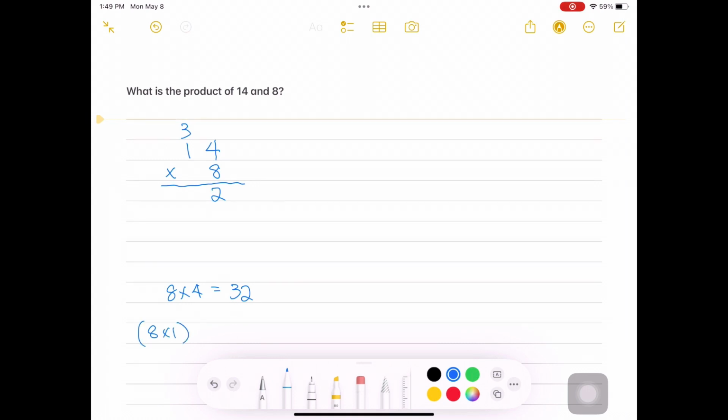And here's where it's different. Now you multiply the digit in the tens column, 8 times 1. I draw parentheses around 8 times 1 to indicate that that is the computation we do first, and then we add the 3 that was carried. 8 times 1 is 8, plus 3 equals 11. Write down the 11, and 14 times 8 equals 112.